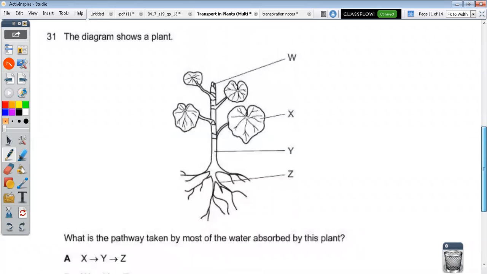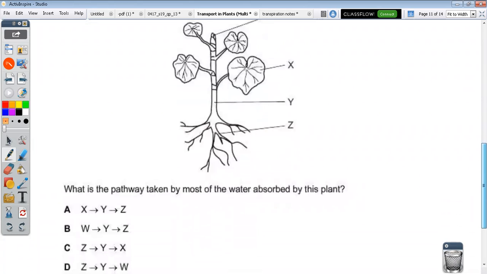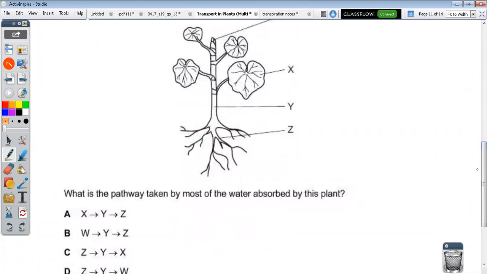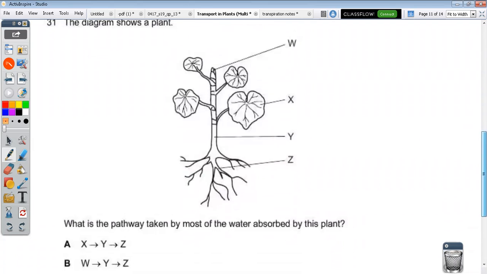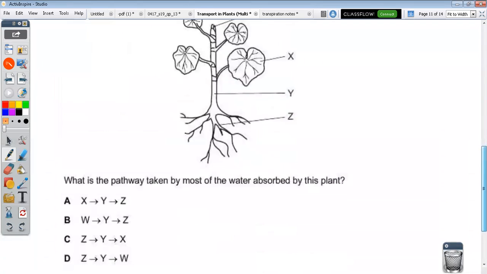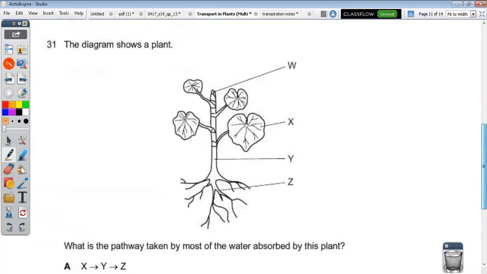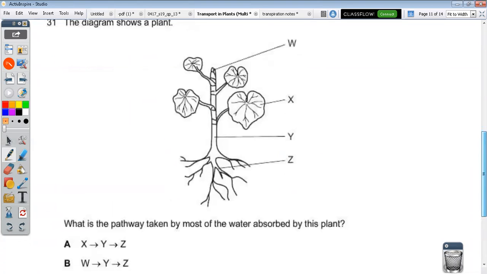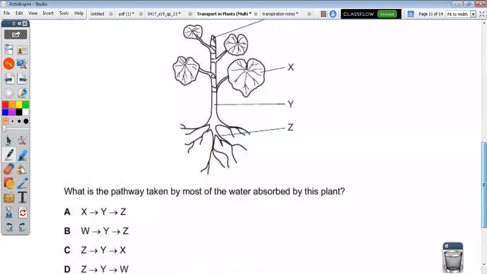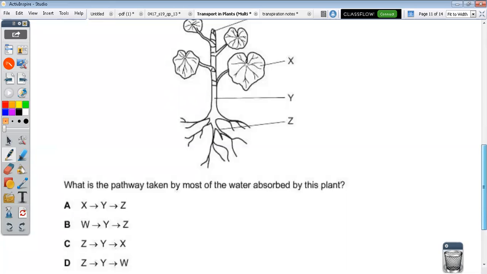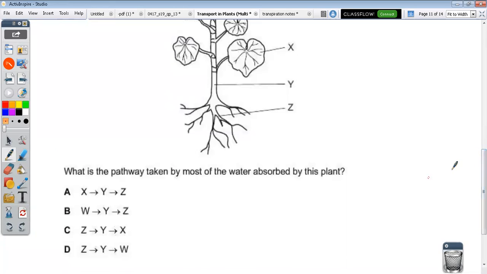The diagram shows you a plant. Let's see, W, X, Y, Z. What is the path taken by most water absorbed by this plant? So we wanted the best path. So it's from Z, then to Y, Z to Y. So the answer becomes obvious.